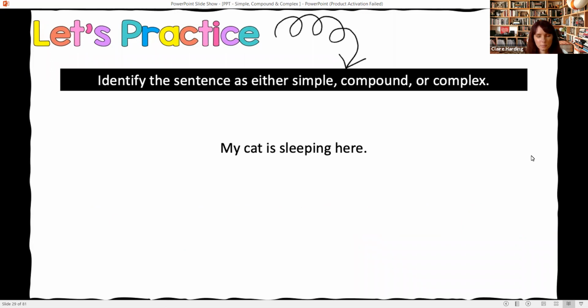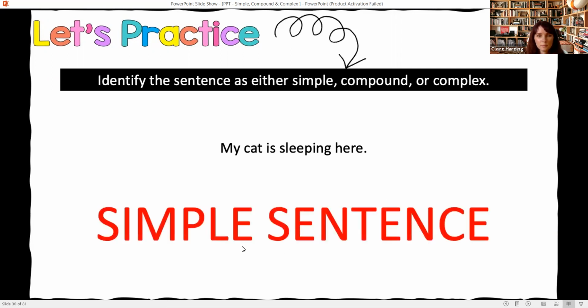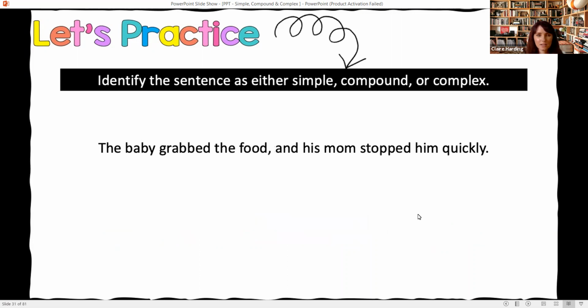My cat is sleeping here. What kind of sentence is that? Simple, compound, or complex? If you said simple sentence, you are correct. Again, so great job. And our next one, the baby grabbed the food and his mom stopped him quickly.